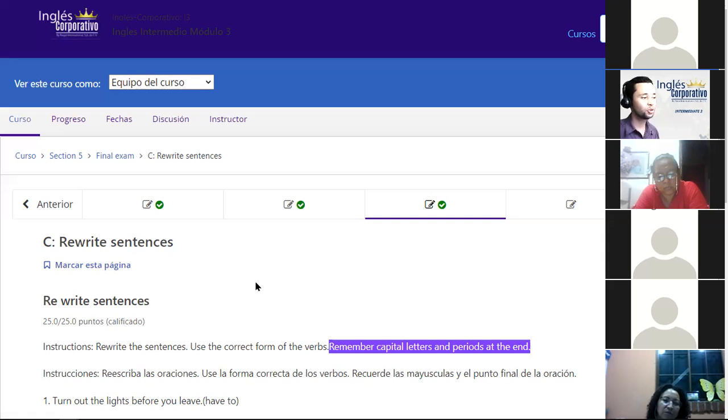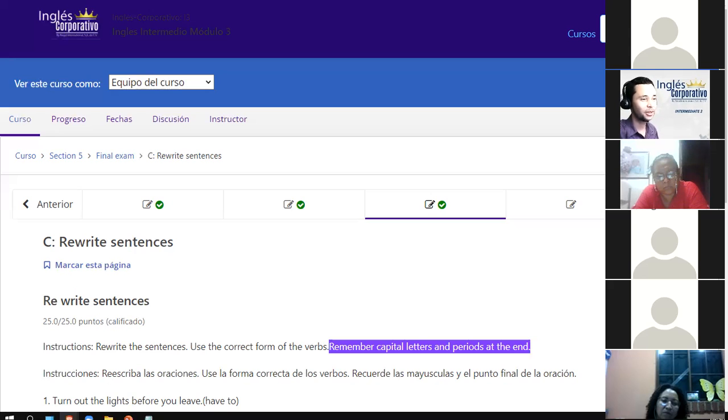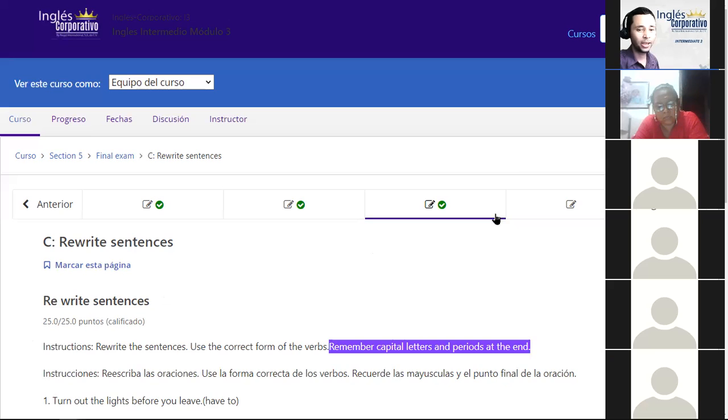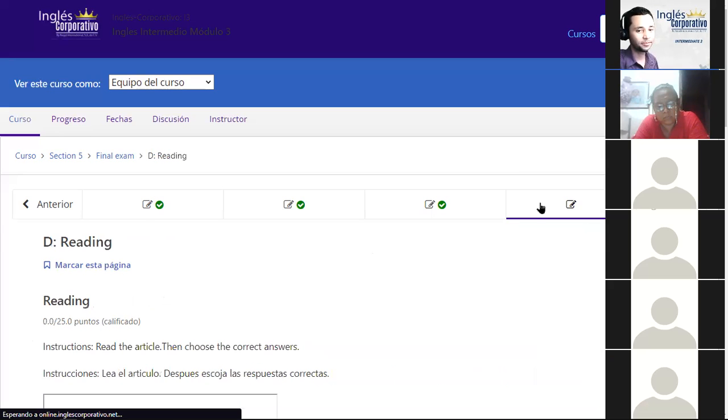You have to turn out the lights before you leave. Así sería, de hecho. You have to turn out the lights before you leave. Very good. Okay, esa es la lógica de este ejercicio. Thank you, María. And finally, we have the reading.